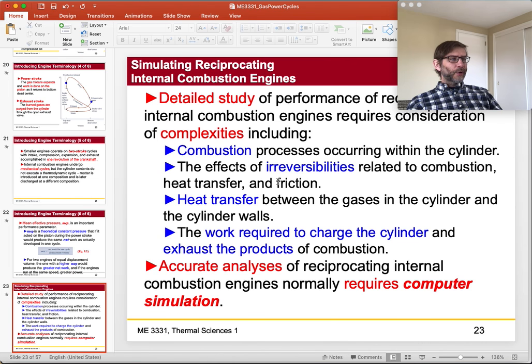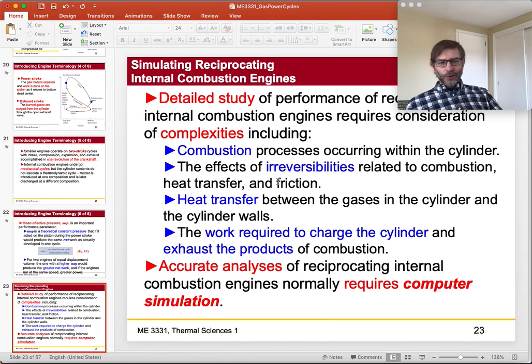Detailed performance of internal combustion engines requires consideration of complexities, including combustion, irreversibilities, heat transfer, and work. There's all sorts of other stuff too. We calculate friction, and we calculate the pressure, how much gas is coming in, and when the valve closes, and there's turbulence. It's a very, very complex process, which has kept engineers like myself busy for over 100 years. It works great, but there's all sorts of things to learn about it. There are so many different aspects of physics going on inside the engine that it just keeps us busy, right?